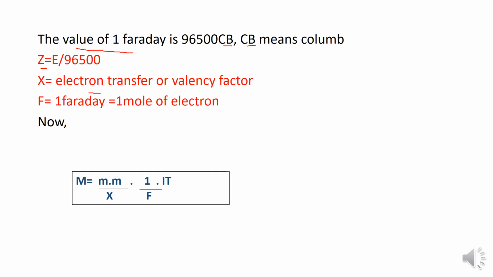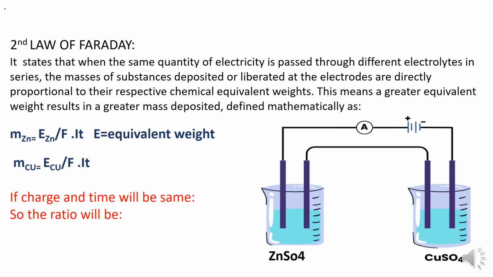Now the equation became M is equal to molar mass divided by x, times 1 divided by F, times I T. This is the equation of the first law of Faraday. Clear, students? Okay, students, you have clearly understood the first law of Faraday.